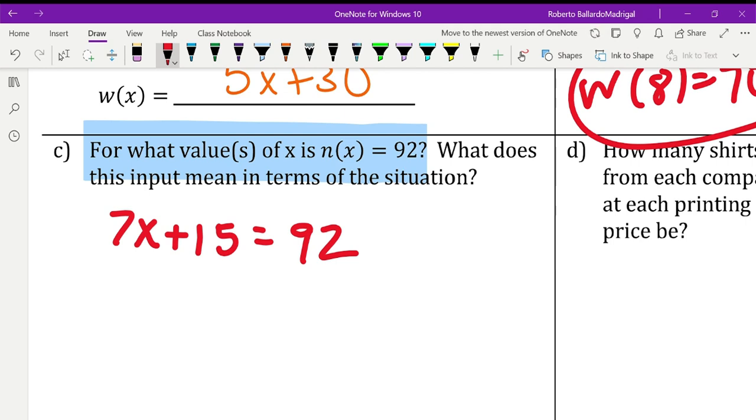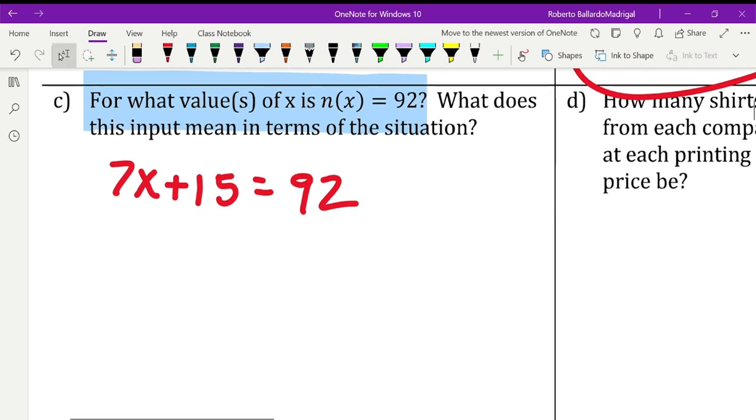Now, somebody had mentioned you work backwards. Yes, that is right. You do work backwards. So how should we work backwards? What is the first step to get x by itself? We're already adding 15. Subtract 15.